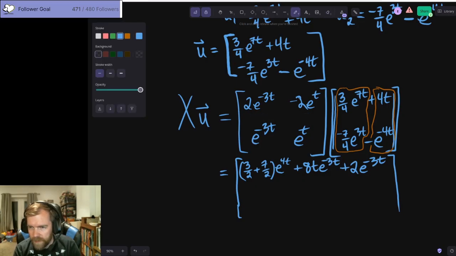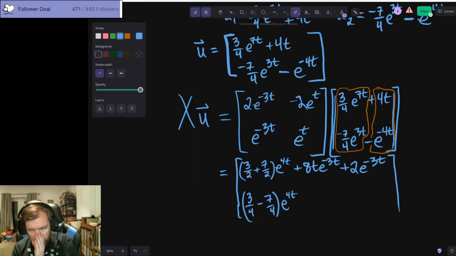Alright, same deal for the next one. So 3/4 minus 7/4 e to the 4t, plus here is a 4t e to the negative 3t, and a negative 1 e to the negative 3t.